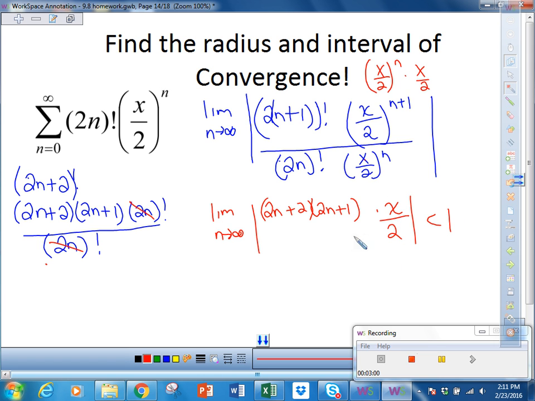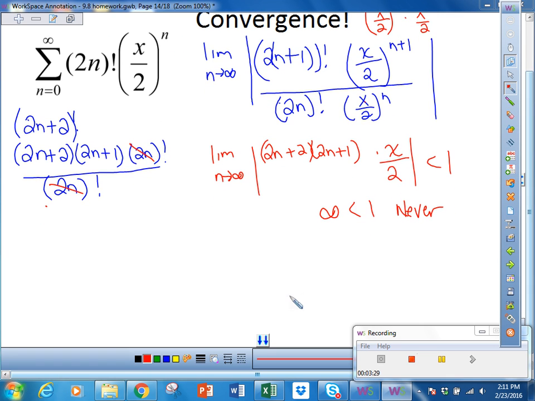What is this limit? Infinity. Everybody agrees that's infinity? When is infinity less than 1? Never. When is infinity less than 1? So what is my interval of convergence? What's my radius of convergence? It's just at the point.